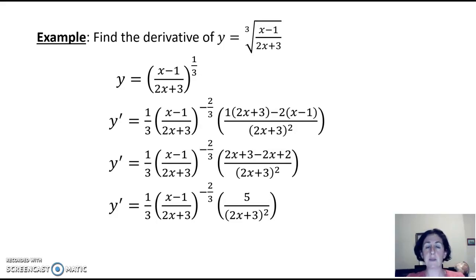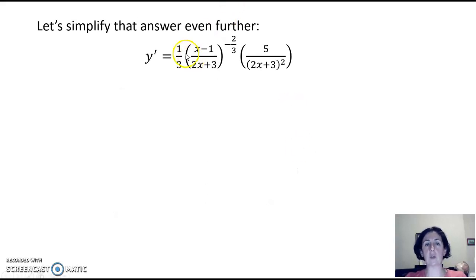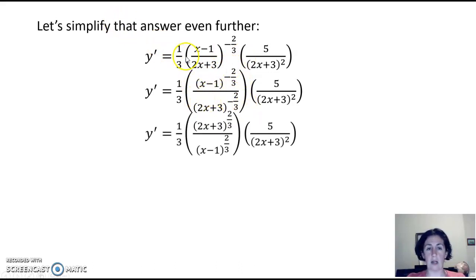This is a perfectly acceptable answer, but we can simplify this further if we needed to. So let's simplify that answer. This is the answer we got: 1/3 times ((x − 1)/(2x + 3))^(−2/3) times 5/(2x + 3)². Now, what we can do here is distribute this exponent and take the (x − 1) to the −2/3 and the (2x + 3) to the −2/3. To get rid of a negative exponent, you move it to the opposite side of the fraction bar, so we'll bring this down to the denominator and we'll bring this up to the numerator.